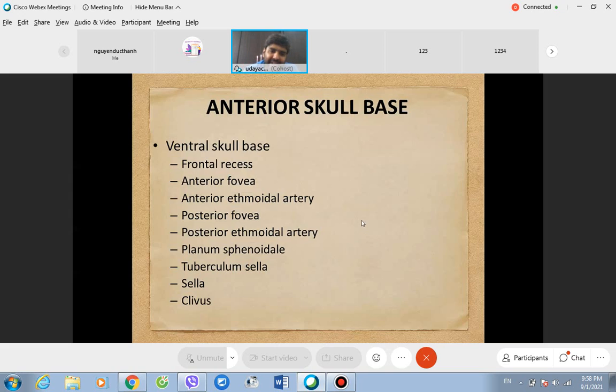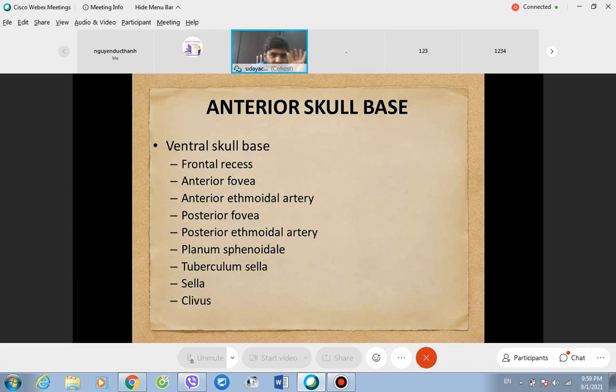Coming to the anterior skull base. Remember, these parts are from the frontal recess till the clivus. If we travel from anterior to posterior, and start labeling 1, 2, 3, 4, 5, 6 along the roof, and that is the skull base, then these are the landmarks which you have to find. First thing is always the frontal recess. This is not a part of the skull base, but it is for the understanding.